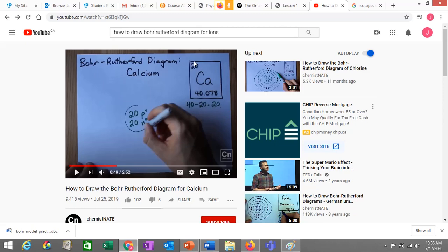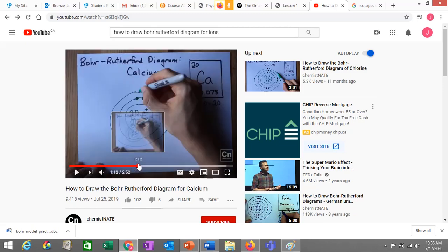So the number of protons is easy, it's just this number. The number of neutrons is this number minus that number. And if instead of having the whole large number here, what you have is just the integer in the corner, you still do the same thing, this number minus that number.